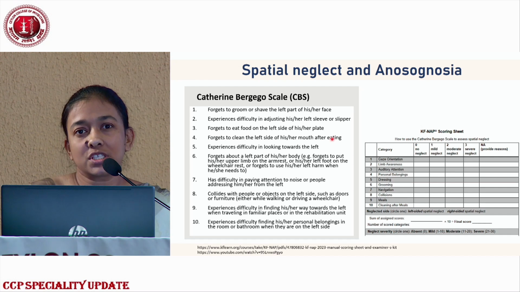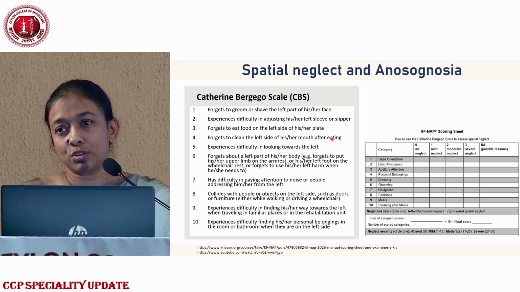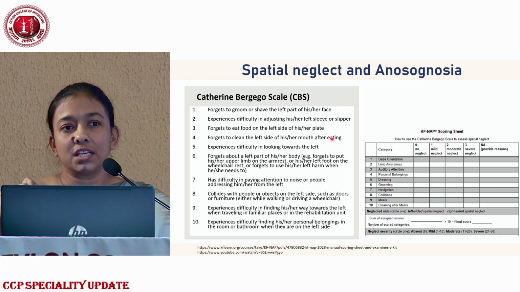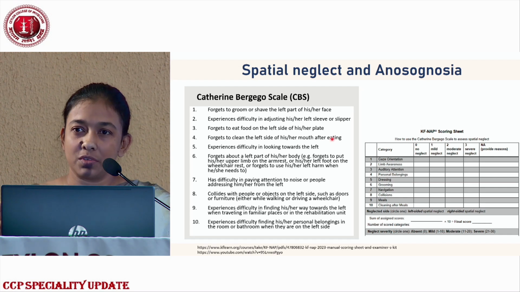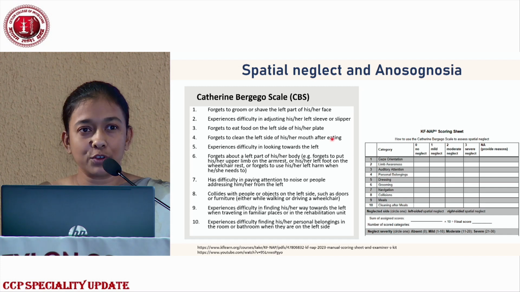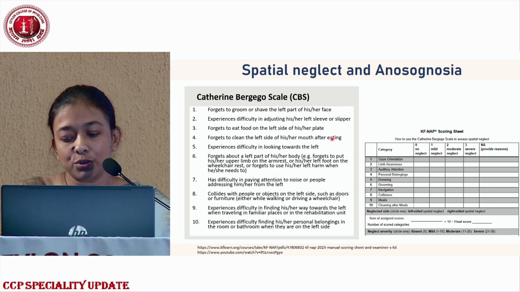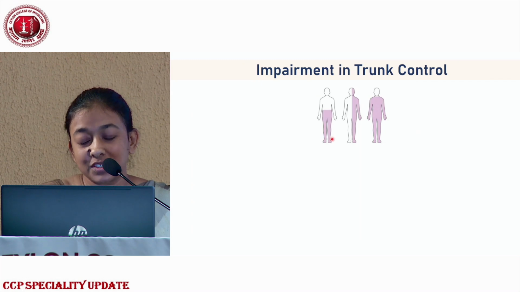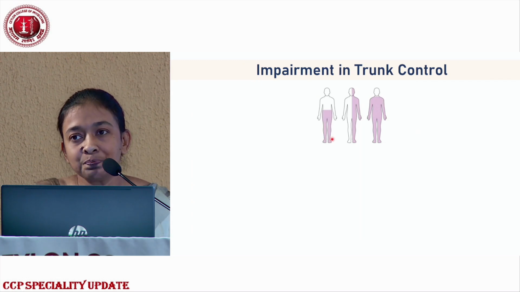So the same questionnaire, these 10 items, can be given to the patient, and the patient can rate his or her own impairments. So the difference between the scores would give you an idea about the severity of the anosognosia, the lack of insight into the impairment.